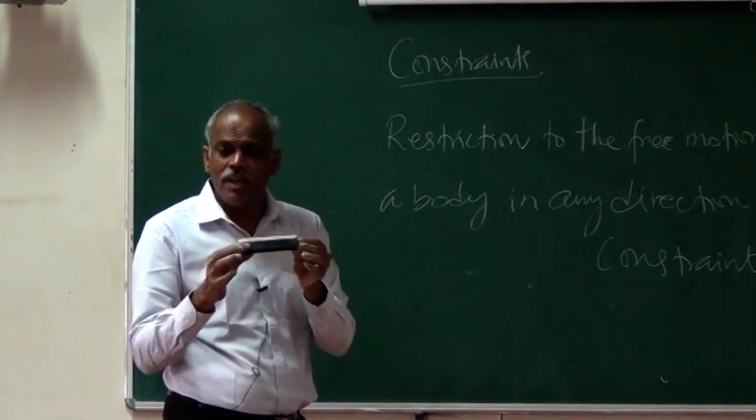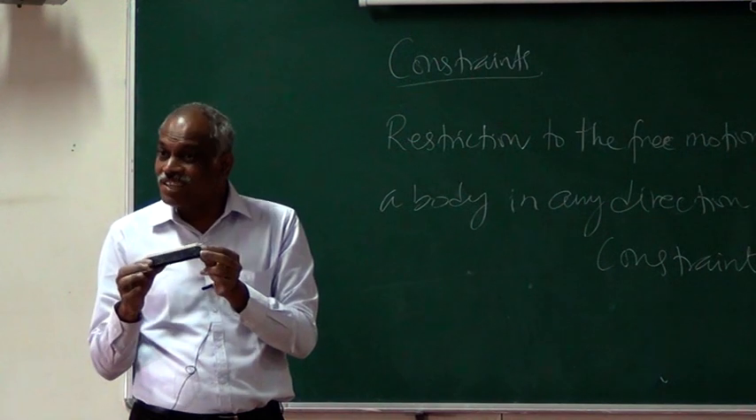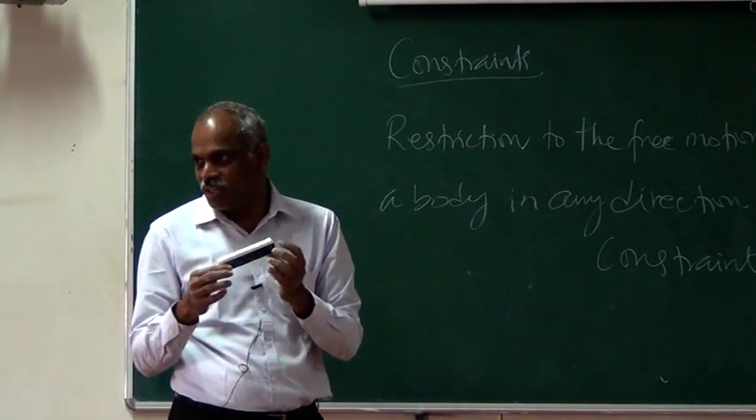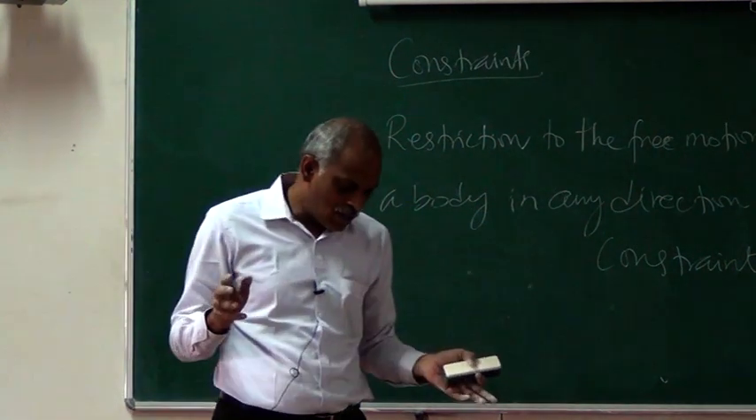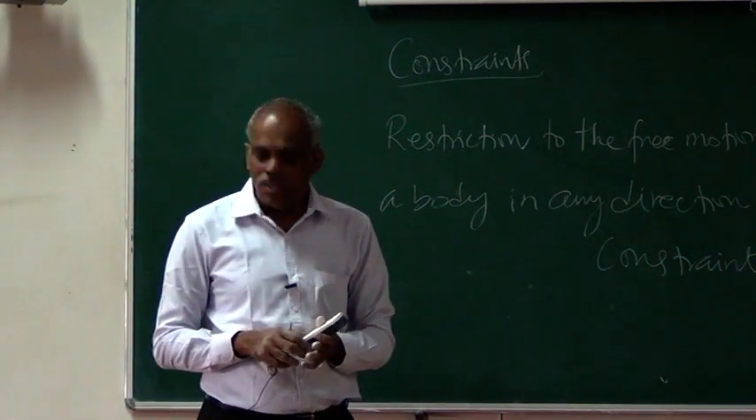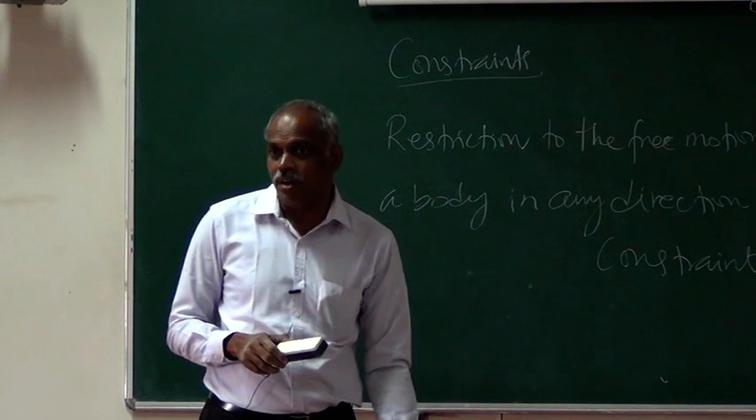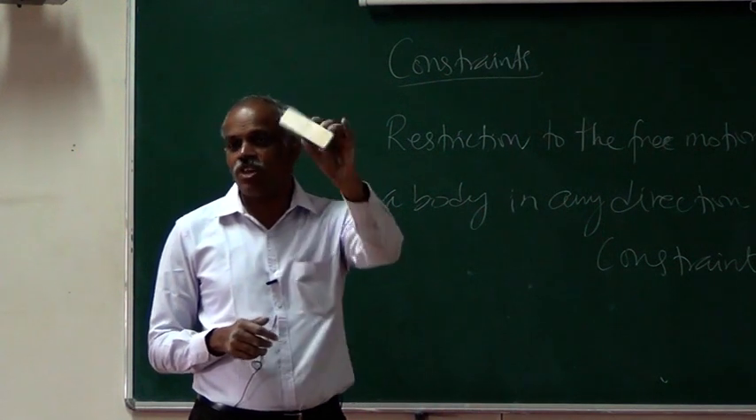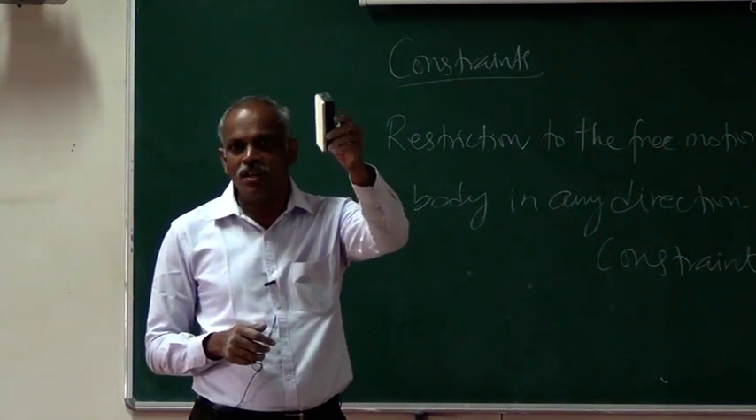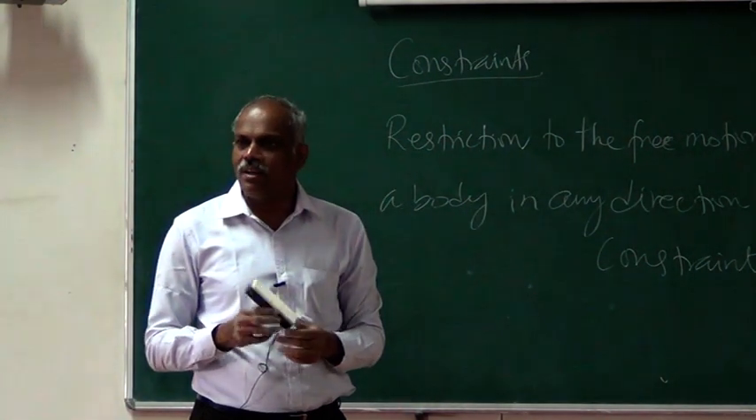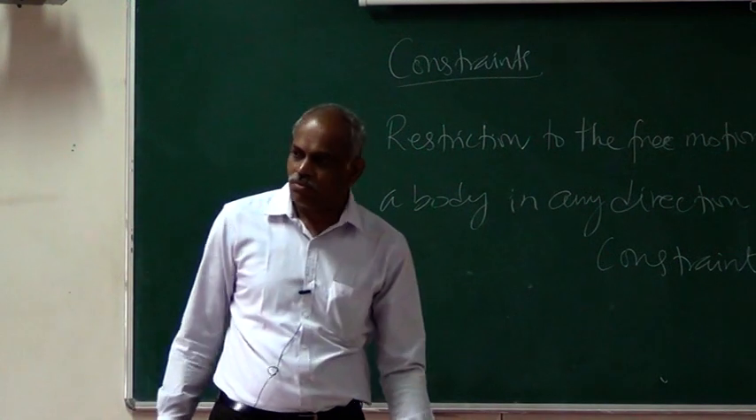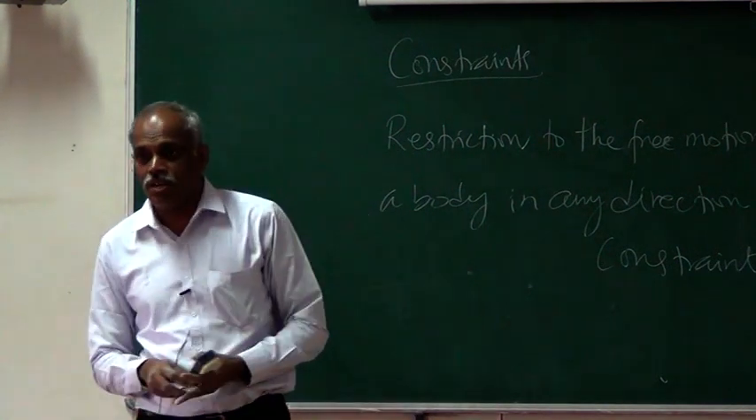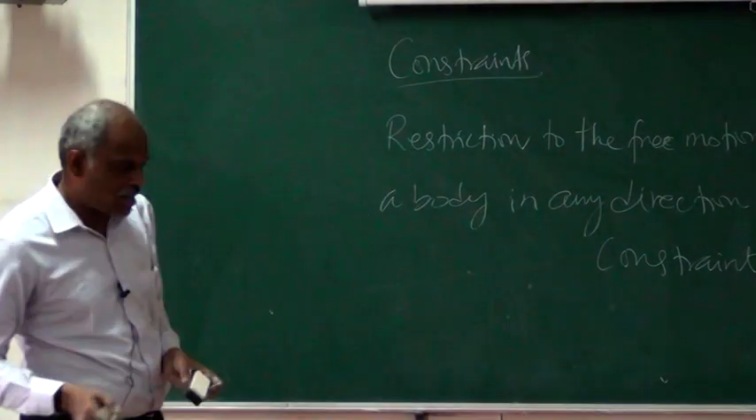So any unconstrained body, that is, it has a free will to move anywhere it likes, has 6 degrees of freedom. So a spaceship will have 6 degrees of freedom, so it can have 3 translations and 3 rotations. That is about the Cartesian coordinates x, y and z.